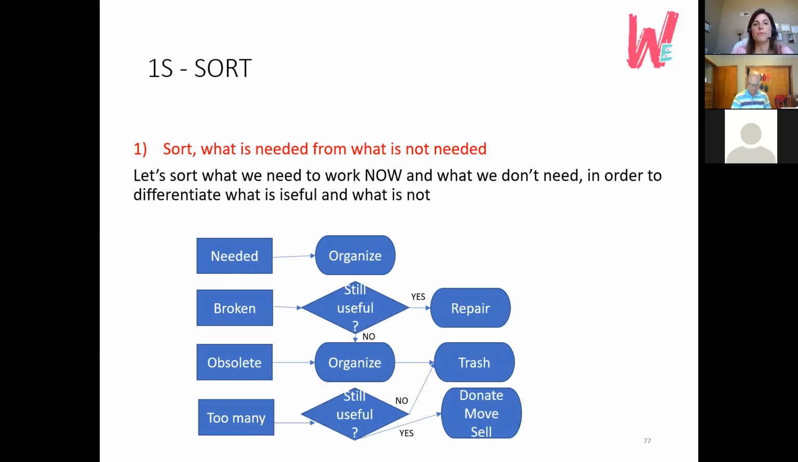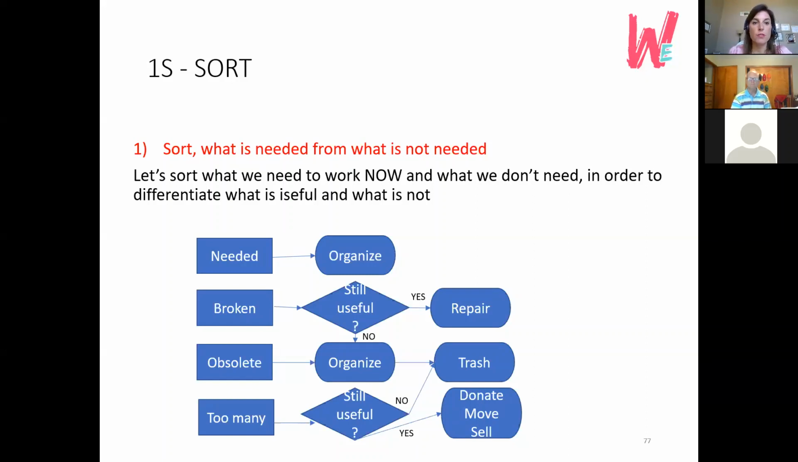It's broken. Okay, what happens if something is broken? Is it still useful? Yes or no? If it's still useful, you have to label it "to repair" so that nobody else uses it, broken. That it's very clear it needs to be repaired. Even if you have a specific drawer or container where you have all the things to repair, maybe other departments like maintenance can go by every day, and if they see something in the bucket, they just take it and replace it or repair it.